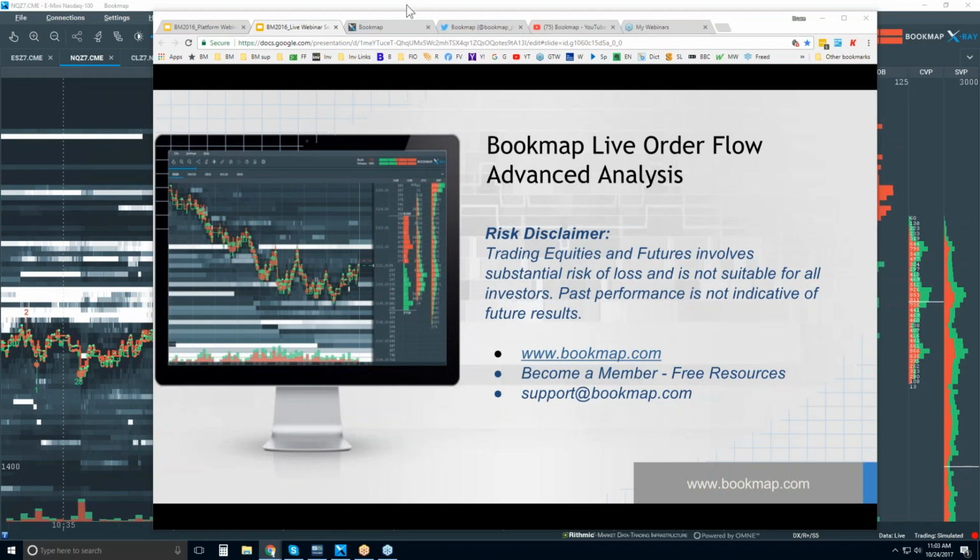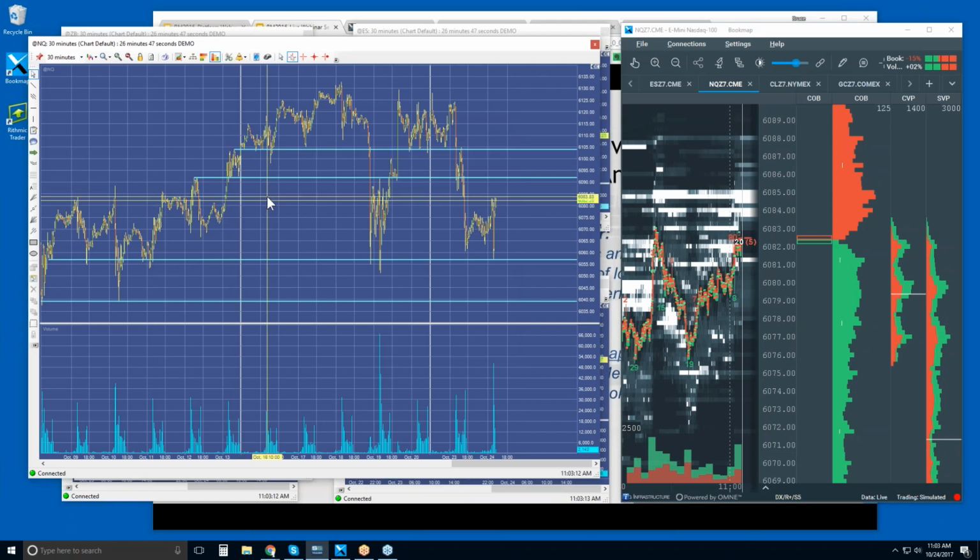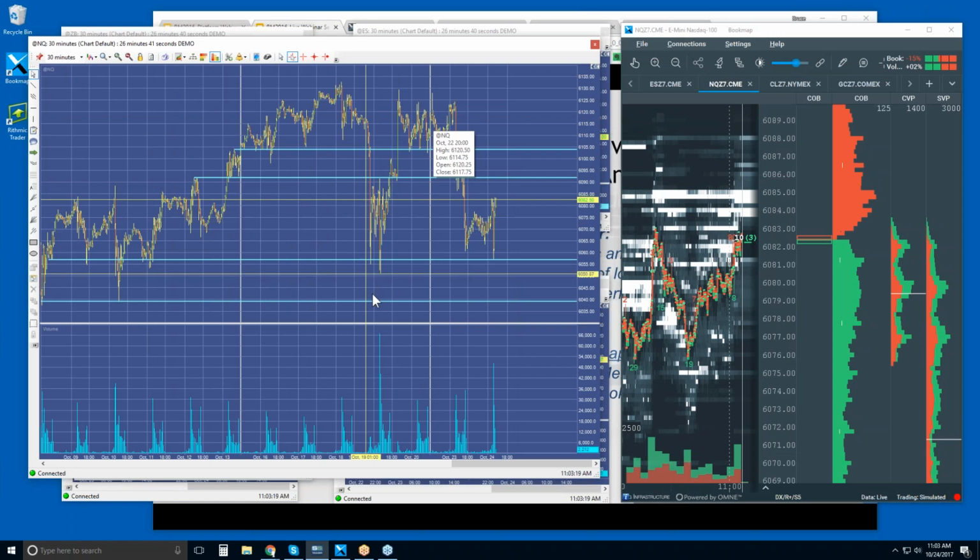Okay, well, let's jump into Bookmap here. But let's take a look at some higher time frames to begin with and just outline bigger picture stuff here. We're looking at a 30-minute chart here on the NASDAQ.